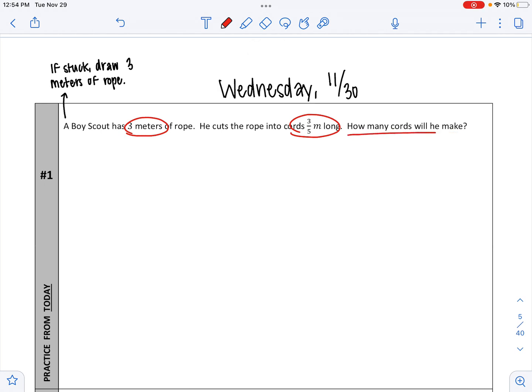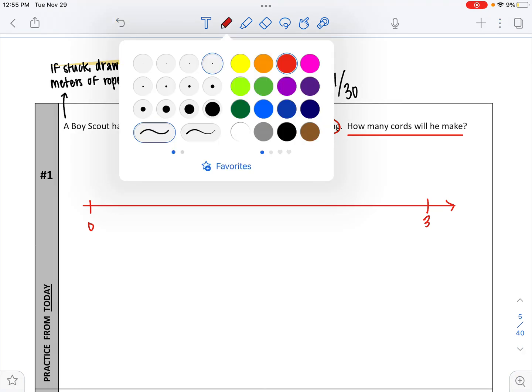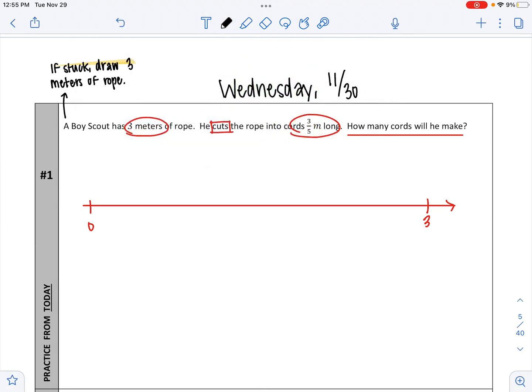A key word here is that he is cutting the cords, and so we know that he is splitting them into pieces. We have a hint: if stuck, draw 3 meters of rope. Well, let's think about what 3 meters of rope would look like. I'm just going to draw a long line, and I'm going to label it from 0 to 3 for 3 meters of rope. The first cut that I'm making in my rope is 3/5 of a meter.